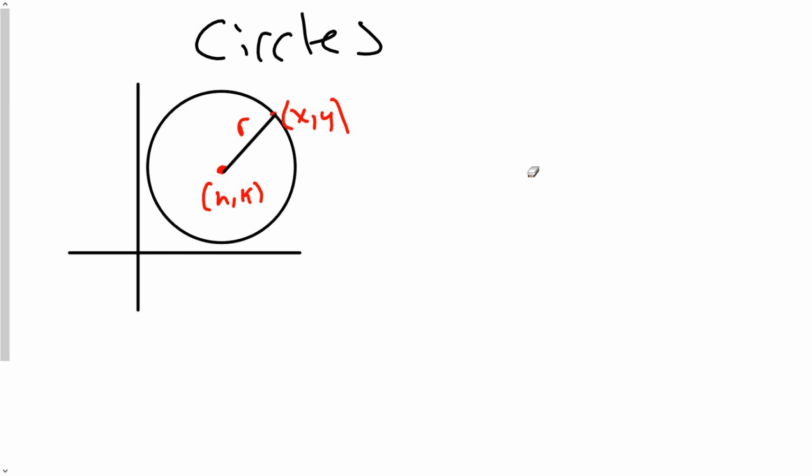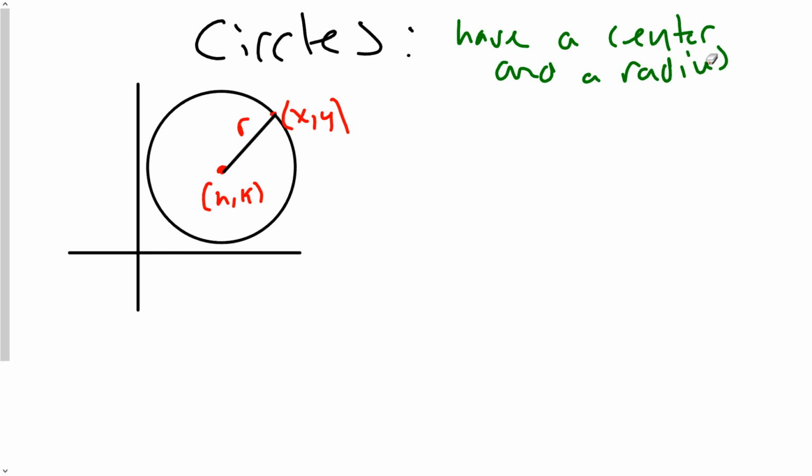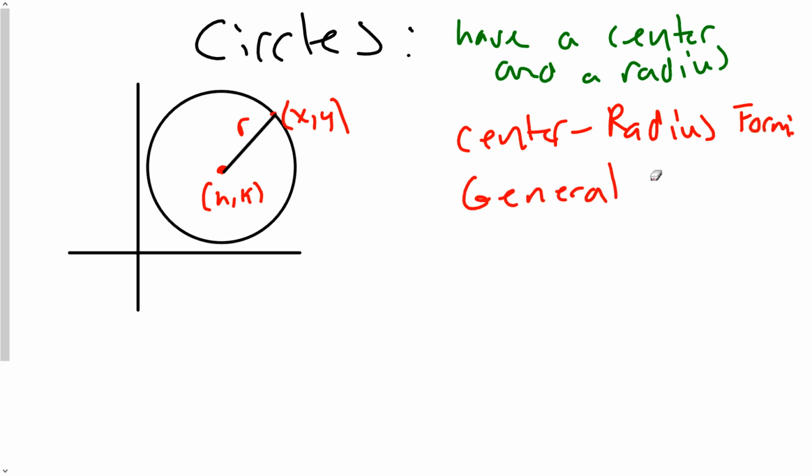Section 2 about circles. So looking at circles, we have to have a center. So we have a center and a radius. Okay, and then there's two different forms. There's center radius form, which I'll discuss first. And then there's a general form, which I'll discuss second.